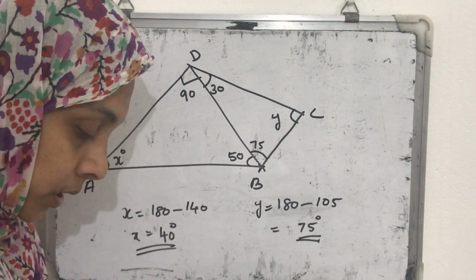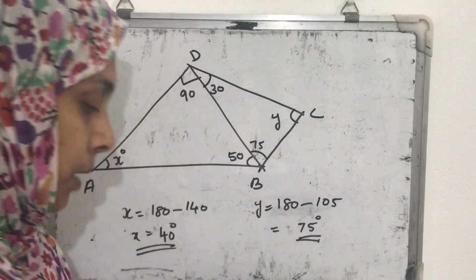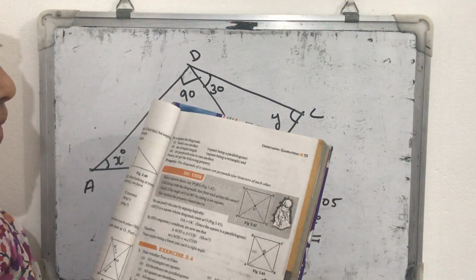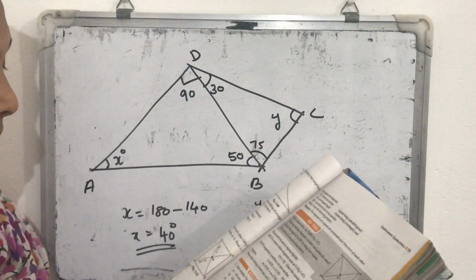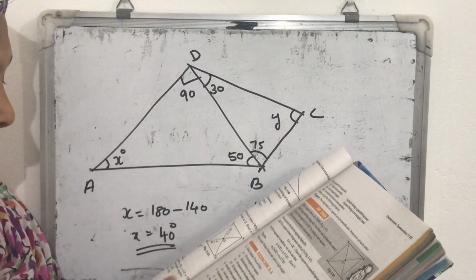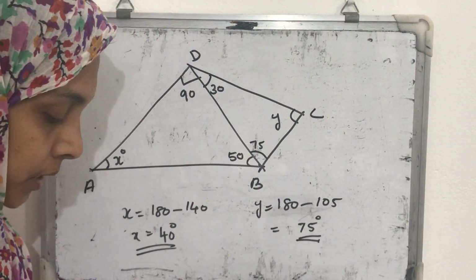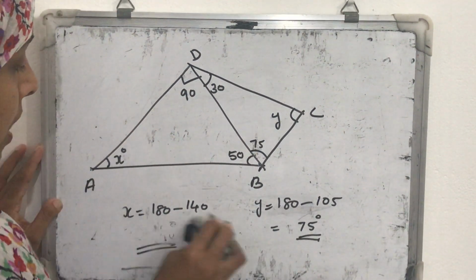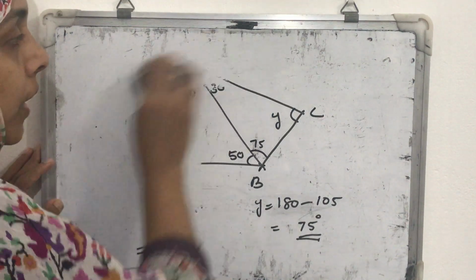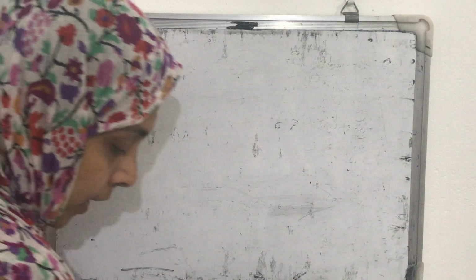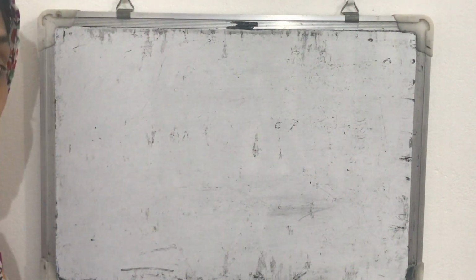Okay. So two more questions remain in the textbook. That is page number 55. All of you take page number 55, then exercise 3.4, fifth question. One question is: explain why a rectangle is a convex quadrilateral. A rectangle is a convex quadrilateral.